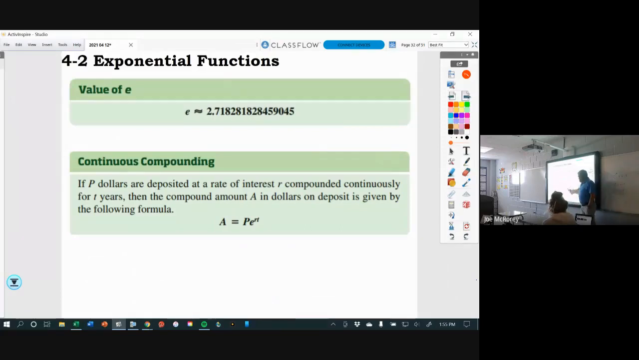So the formula is the amount after is equal to the amount you started with times e to the rt power, where r is the interest rate and t is the number of years it's being compounded. Years ago, there used to be a shampoo called Pert, so that's how I remembered this: P e r t.